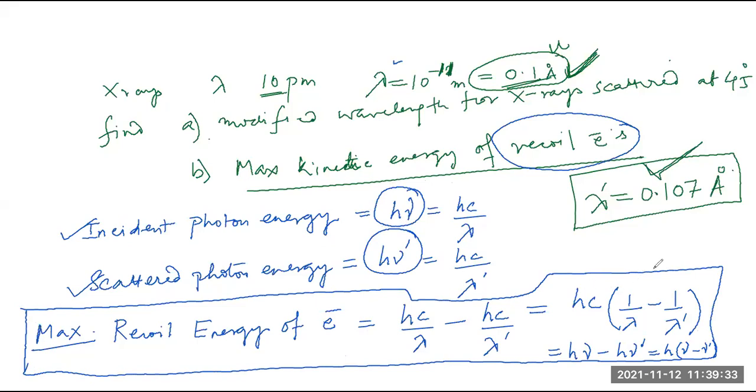So can we find out the recoil energy by putting lambda and lambda prime? Lambda पता है 0.1 angstrom, lambda prime पता है 0.107 angstrom, h और c दोनों का वैल्यू पता है. So let us find out the recoil energy of the electron. Do it.